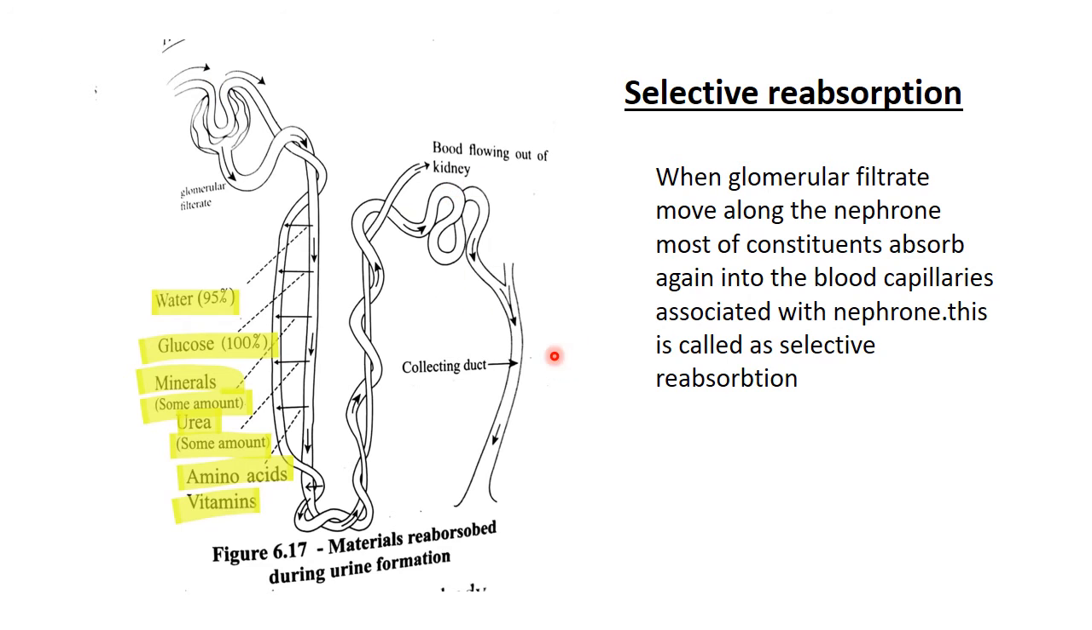Urine is released into the collecting duct, and then into the pelvis. The volume of glomerular filtrate formed in 1 minute in healthy adults is 120 milliliters.